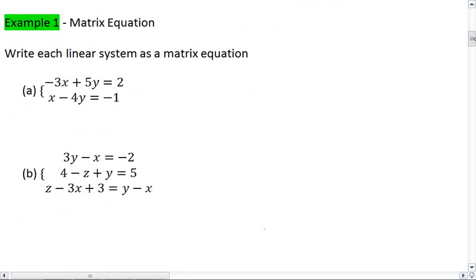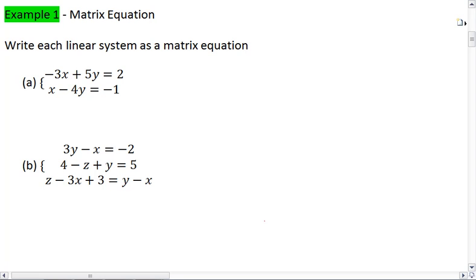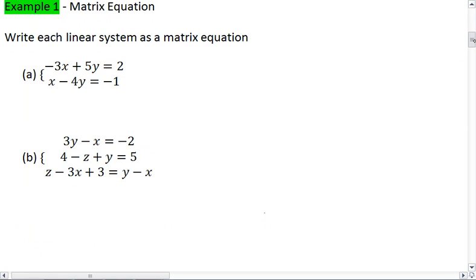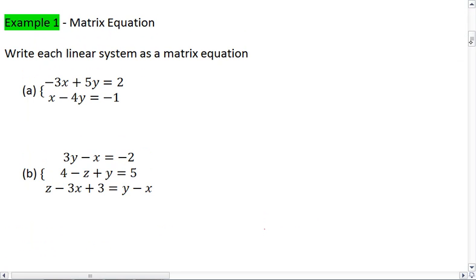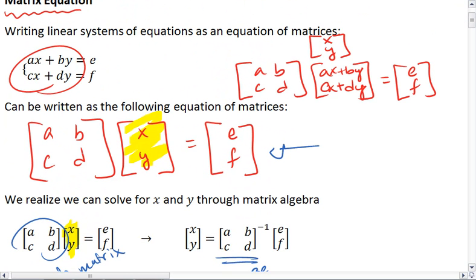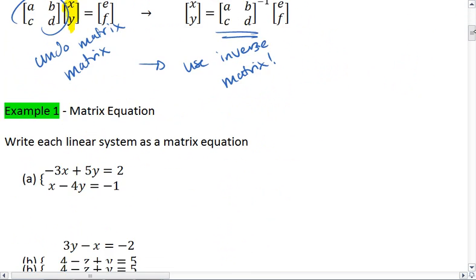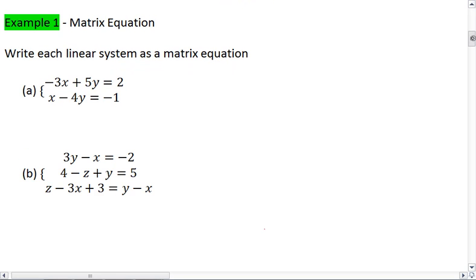Let's first look at an example, though, of writing systems of equations as matrix equations. So you have systems of linear equations below, A and B. I want you to rewrite these systems as a matrix equation, where you have a matrix of numbers times your variables equals your solutions. Try this on your own first, and then resume the video when you're ready to check your solution. For this first example, I want to make sure that my equations are in standard form.